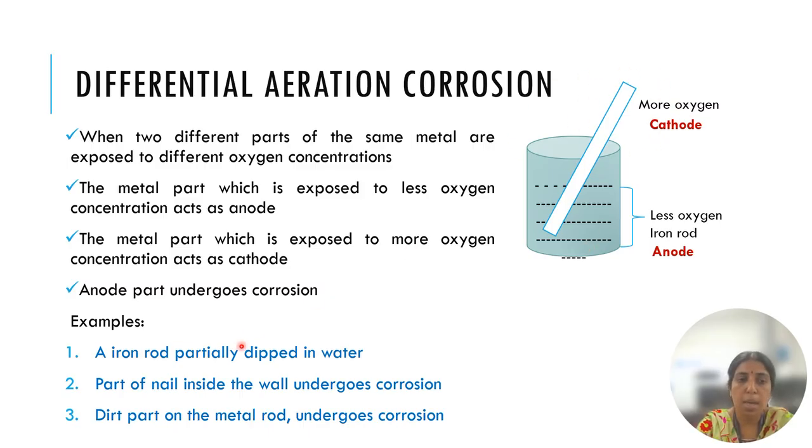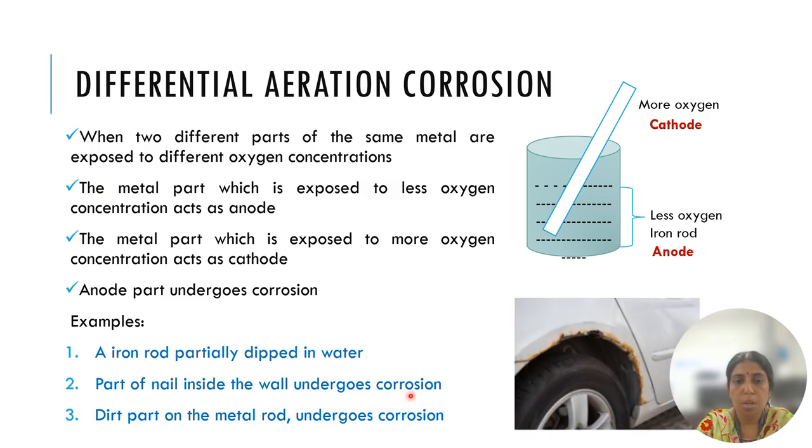For example, an iron rod partially dipped in water, or a part of the nail which is in the wall, undergoes corrosion, and the third part of the metal rod also undergoes corrosion. You can see here, the metal which is closer to the water is almost always exposed to the water, like in the rainy season, and whenever it has high moisture content exposure. So this portion is exposed to corrosion rather than the other portion. So this acts as an anode and all the other portions act as a cathode.